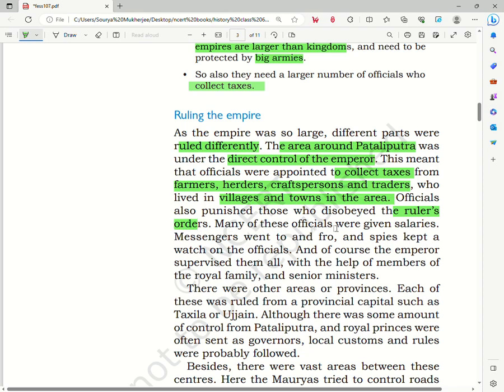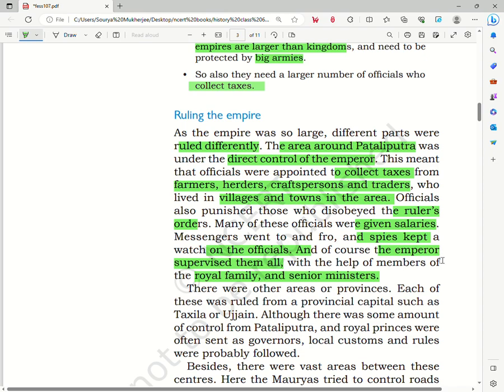Many of these officials were given salaries. Messengers went to and fro, and spies kept a watch on the officials. And of course, the emperor supervised them all with the help of members of the royal family and senior ministers. So we see that in this paragraph, the basics of the administration of an empire is explained. That is, different parts of the empire were ruled in a different manner.